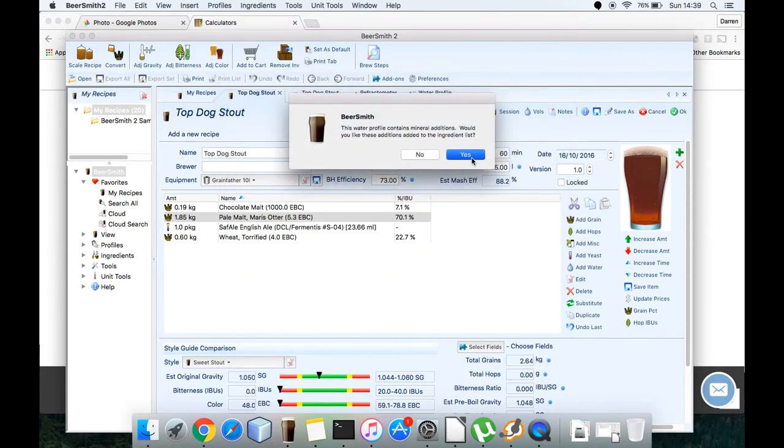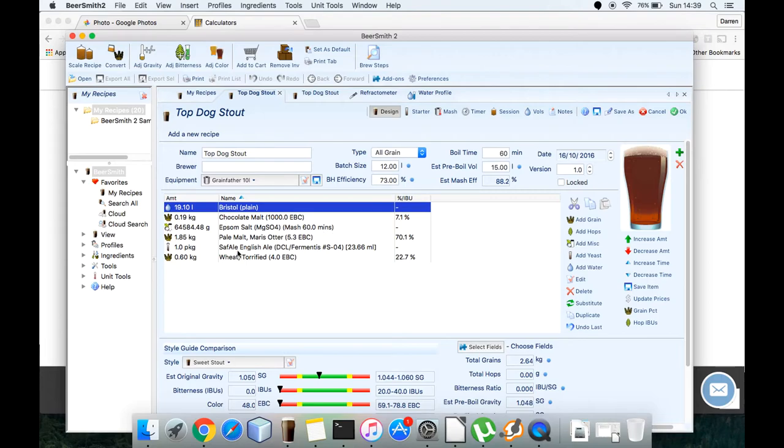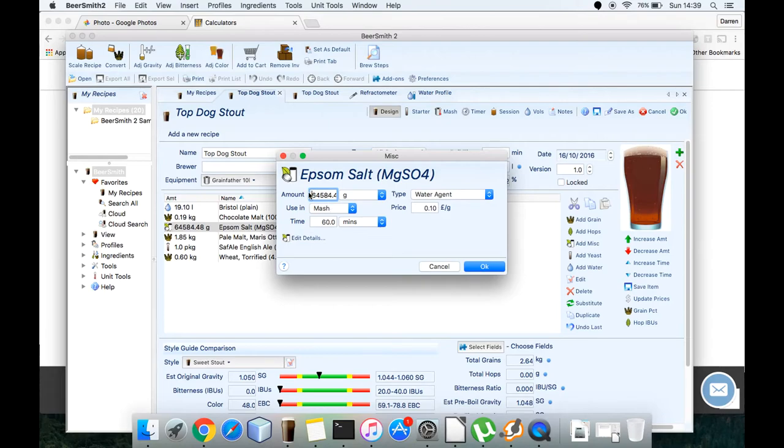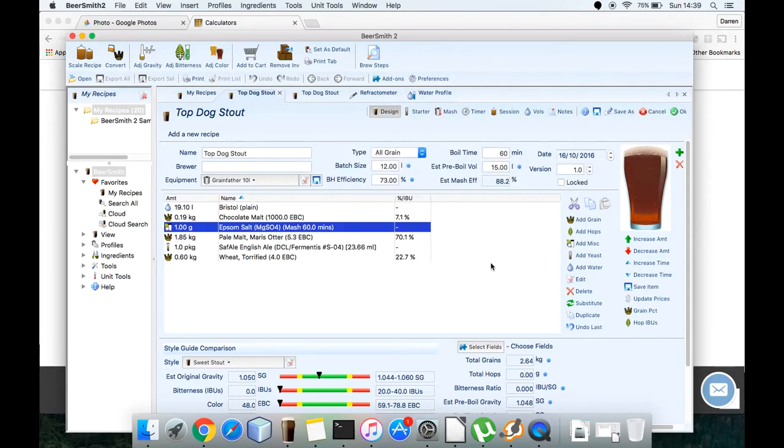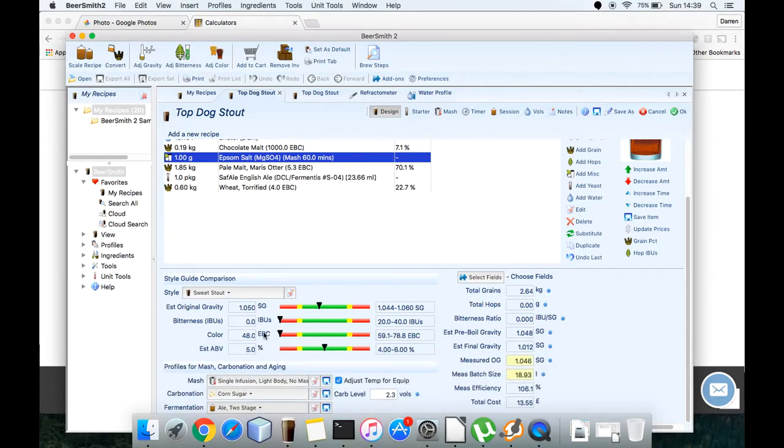And when I add the water, it actually adds the Epsom salt as well there, which is incorrect. We're just going to do 1 gram. I think it's factored up per litre. So once we've got all these figures in here, we know how well it's going to mash.